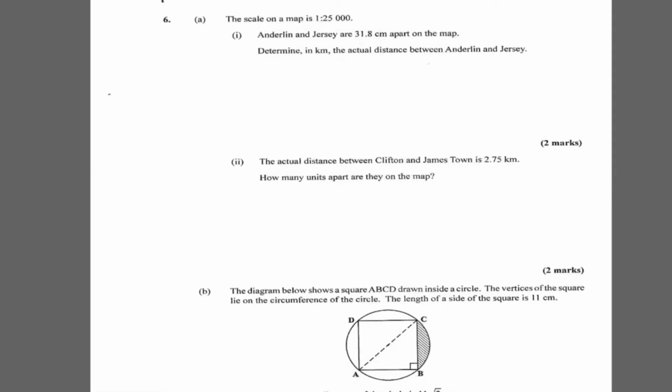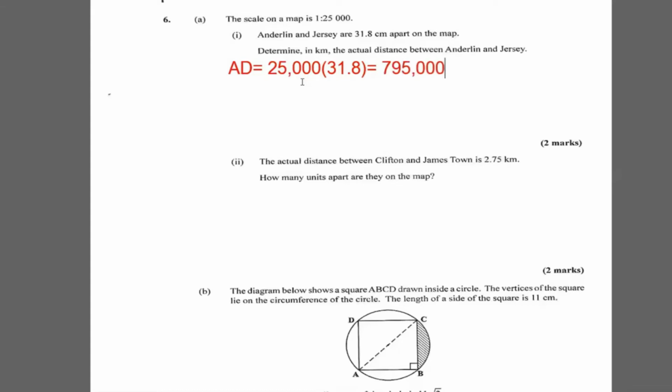So 31.8 centimeters is going to be 31.8 times 25,000. So the actual distance, I'm going to call it AD, is 25,000 multiplied by the 31.8. So when we multiply the two of them, 25,000 times 31.8, we get 795,000.